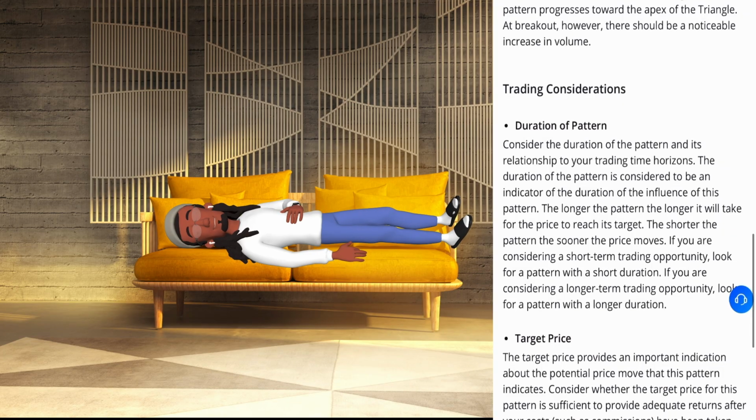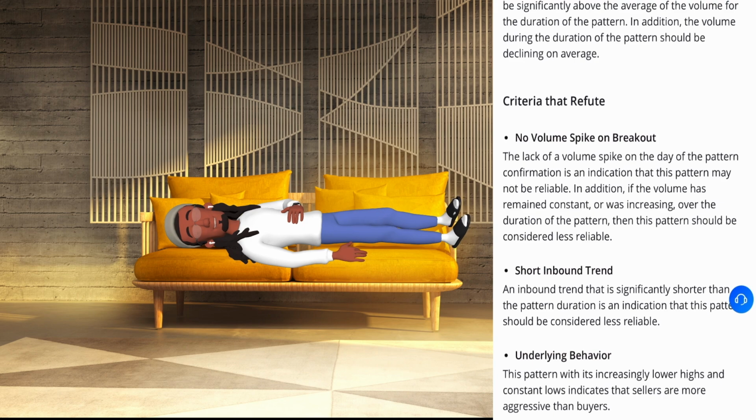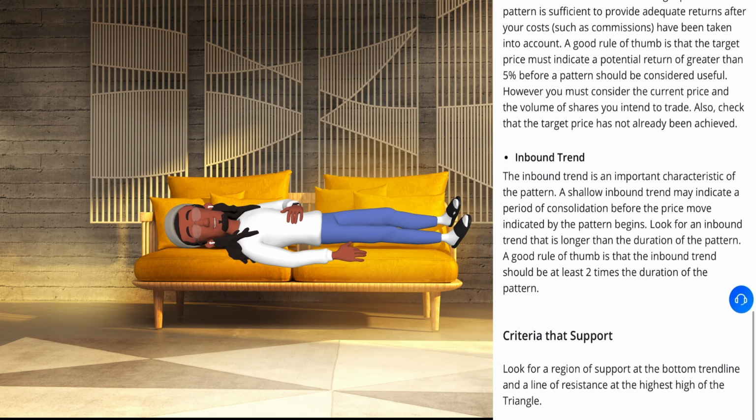All right. Criteria that refute. No volume spike on the breakout. A short inbound trend. Okay. The underlying behavior of this pattern, with its increasingly lower highs and constant lows, indicates that sellers are more aggressive than buyers. So don't ever get away from the understanding that this is a battle between buyers and sellers.